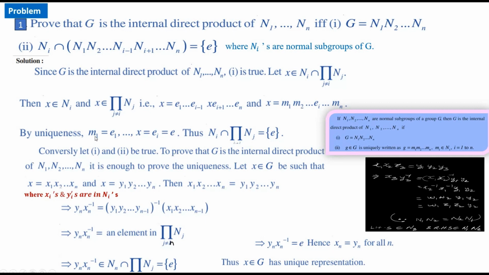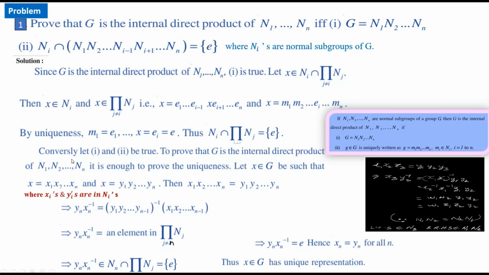So again by uniqueness you can equate this with this and this with this and so on. So x with ei, because in the ith place that you have this, so x is equal to ei. But you don't have different ei's in Ni's which are normal subgroups of G. So you have that e being the identity element in G, we have that ei equals e. So you have the intersection consisting of only one element, namely e.